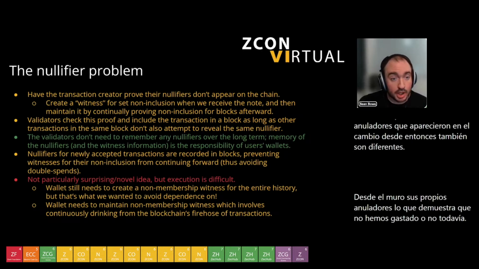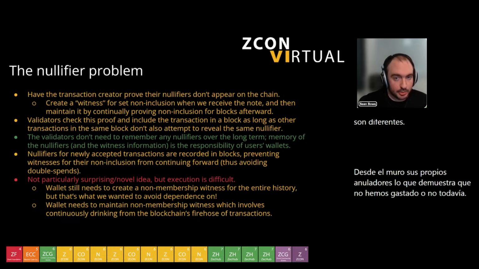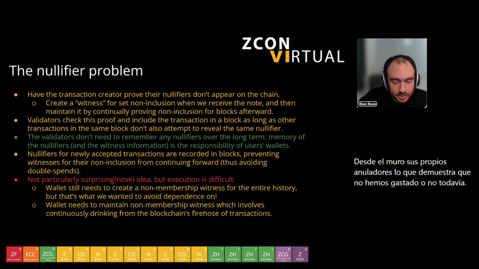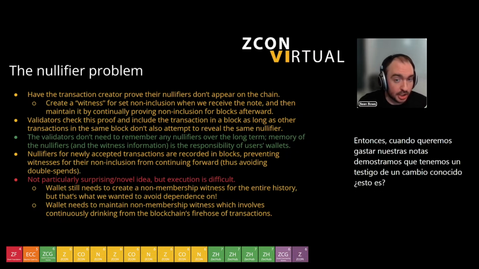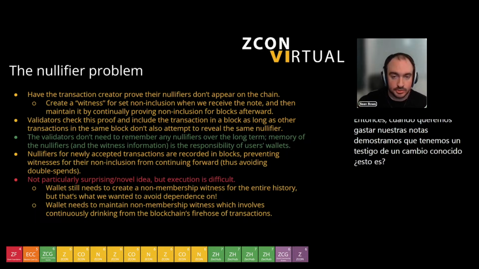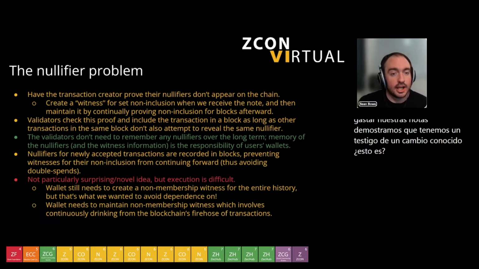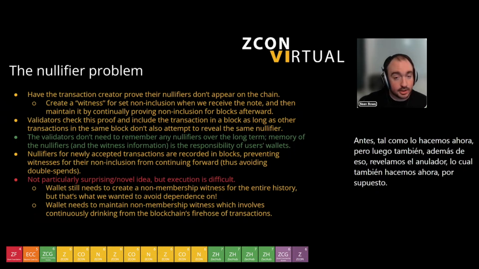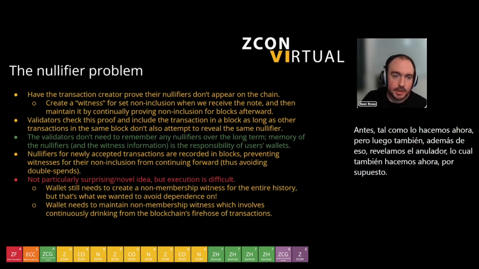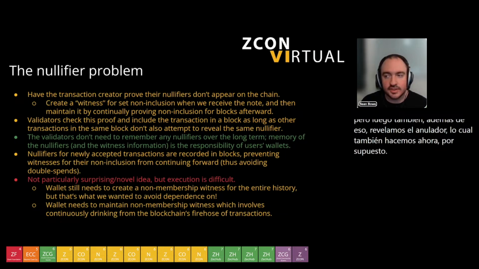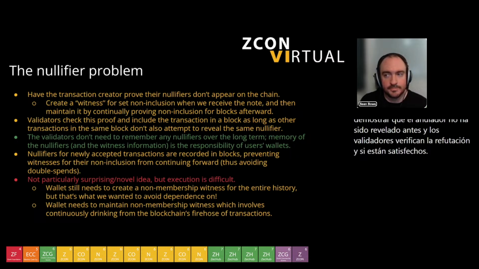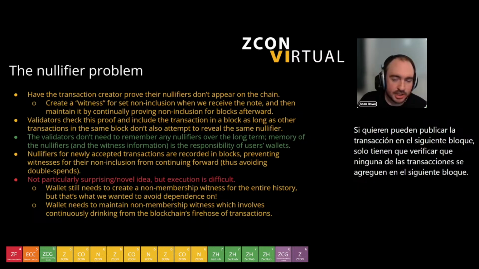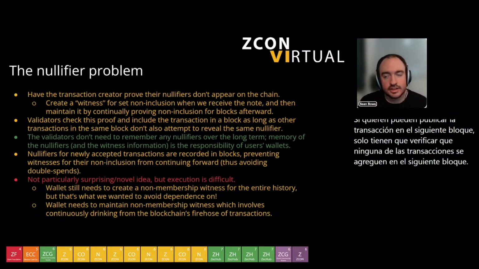And so when we want to spend our notes, we prove that we have a witness for a note in the chain, just as we do now. But then we also, in addition to revealing the nullifier, which we also do now, of course, prove that the nullifier hasn't been revealed before. And the validators check this proof, and if they're satisfied, they can publish the transaction in the next block. They just have to check to make sure that none of the transactions being added in the next block have the same nullifier as some other transaction in that same block, because that would be a double spend as well. So as long as they do that, then everything's fine.